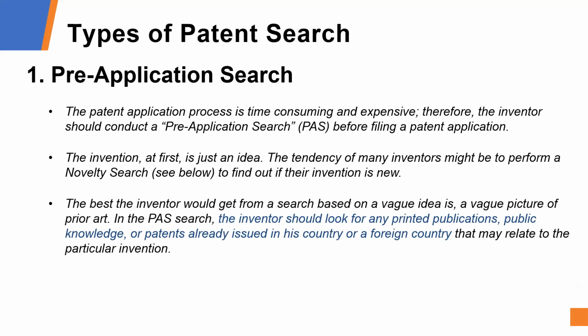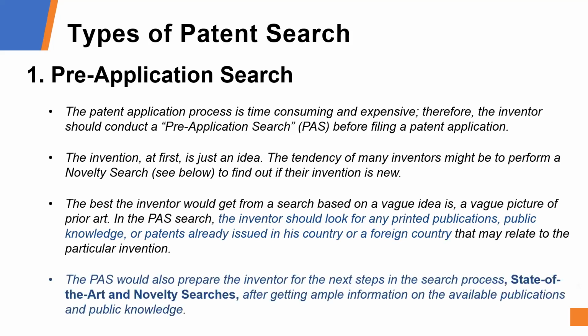In the pre-application search, the inventor should look for any printed applications, public knowledge, or patents already issued in his country or a foreign country that may relate to the particular invention. So this would also prepare the inventor for the next steps in the search process, known as the state-of-the-art and novelty search, after getting ample information on the available publications and public knowledge. Okay, so this is pre-application.